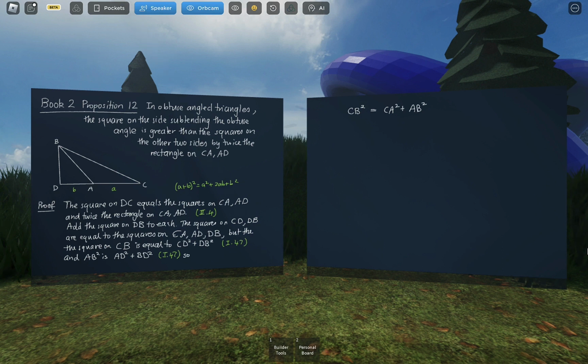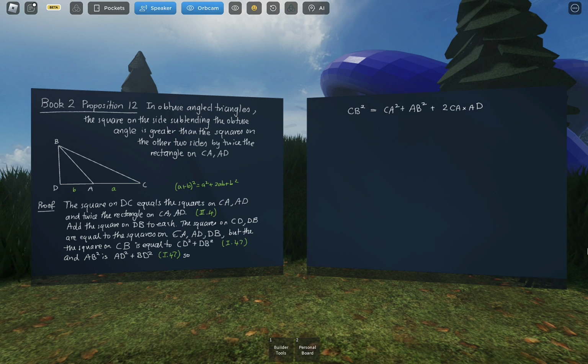Wait, and twice the rectangle contained by CA, AD. Oh yeah, okay. Yeah, that's right, from the first statement. You all with me? I am. Yeah.